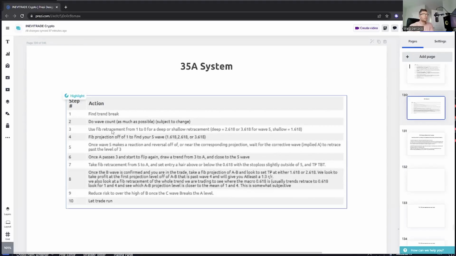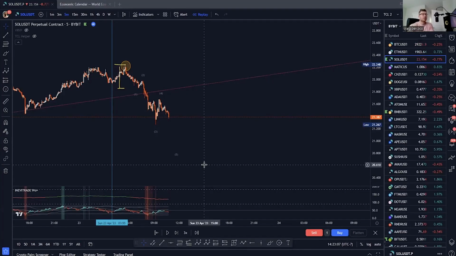Okay, step 3 is going to be use fib retracement from 1 to 0 for a deep or shallow retracement. Deep equals 261.8 or 361.8 for wave 5, and shallow is 161.8 level. What I will say about this is more applicable on the investing side. So anything in a larger time frame with maybe a 1 hour frequency, 4 hour frequency, daily frequency, this is something that tends to hold true.